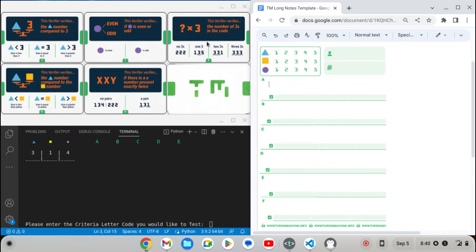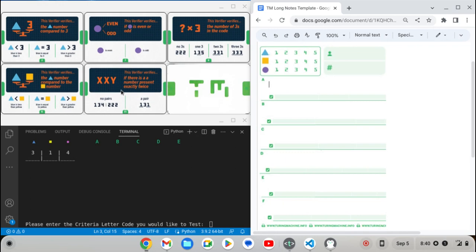Criteria card C looks at our 3-digit solution and will let us know how many of those digits are 3. Are there no 3s? Is there a single 3? Perhaps 2? Maybe even all 3 are 3. Criteria card D looks at our first 2 digits, triangle and square, and will compare them. So should the value of triangle be less than square? Should they be equal? Or should triangle be greater than square?